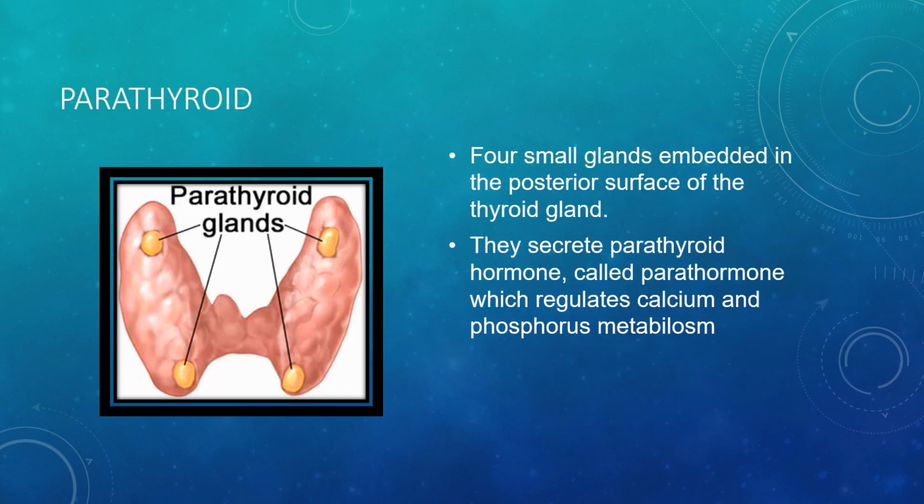Next comes the parathyroid gland. Where is it located? These are 4 small glands embedded in the posterior surface of the thyroid gland. So this is the posterior surface, and these 4 small glands are located there. The parathyroid glands secrete parathormone, which helps in the regulation of calcium and phosphorus metabolism in the body. So these are also important. This is also an important gland after the pituitary and the thyroid gland.